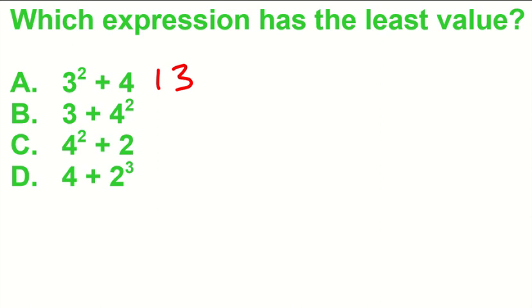4 squared is 16, plus 3 makes 19. 4 squared is 16, plus 2 makes 18. 2 to the third power is 8. 8 plus 4, 12. That makes that one less. Okay? Any questions on that one?